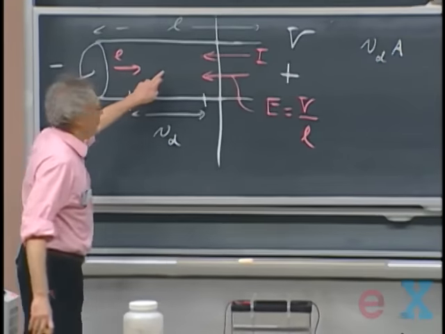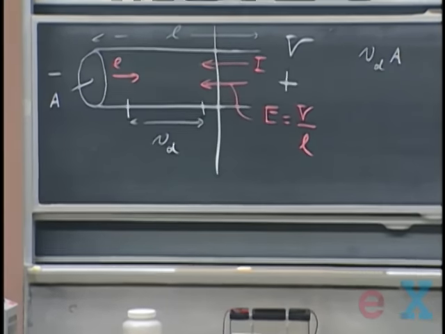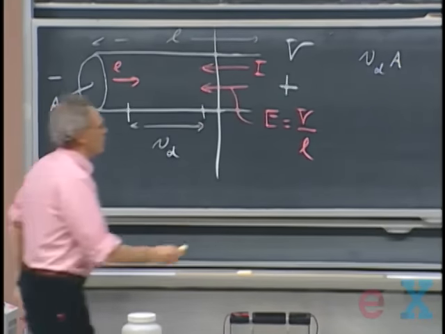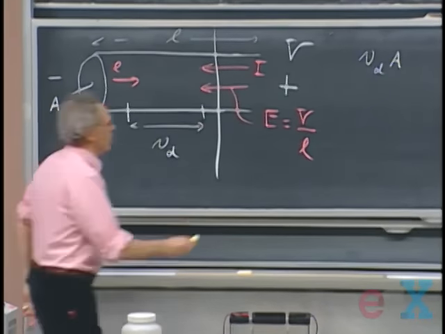But the number of free electrons per cubic meter is called N. So this is now the number of free electrons that passes per second through any cross section. And each electron has a charge e. And so this is the current that will flow. The current, of course, is in this direction, but that's a detail.